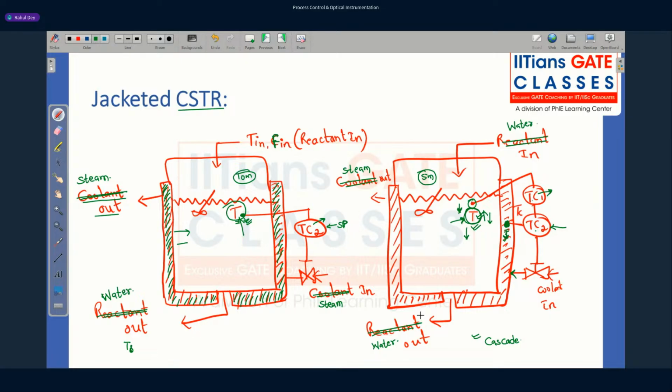What is happening? Previously, based on a single measurement, my controller was taking action. Now I have two variables with the help of which I can control this T. So what happens when we have cascade control? Basically, we can reduce the dead time of the process. Dead time of the process I am reducing. Please tell me if this is clear or not. Is this clear?